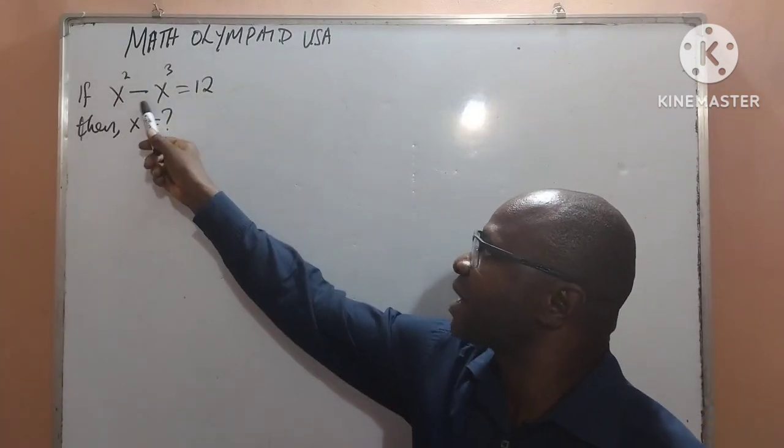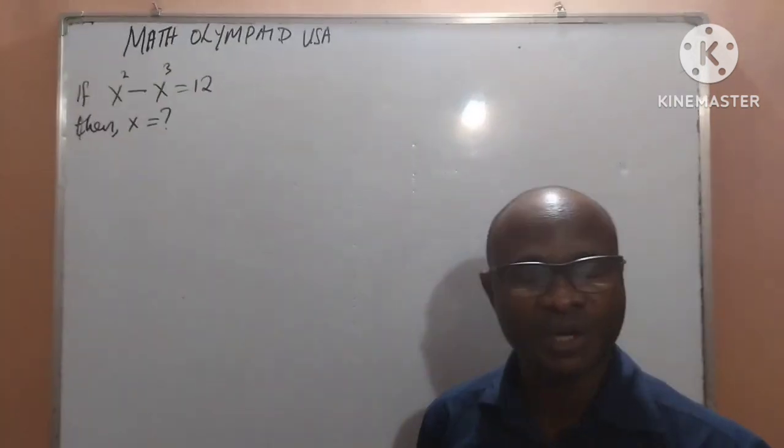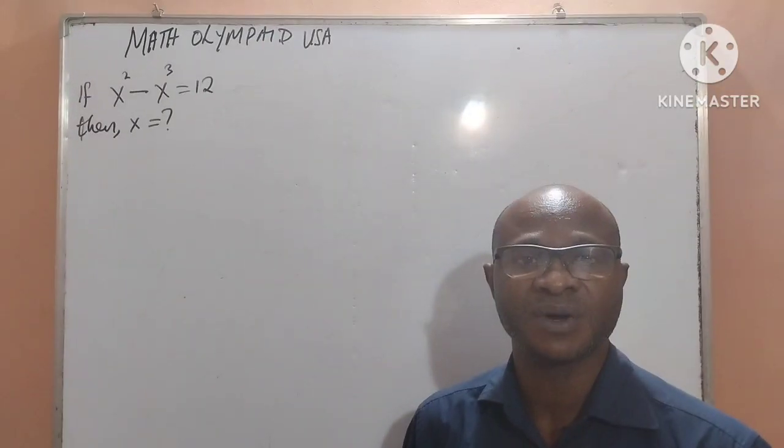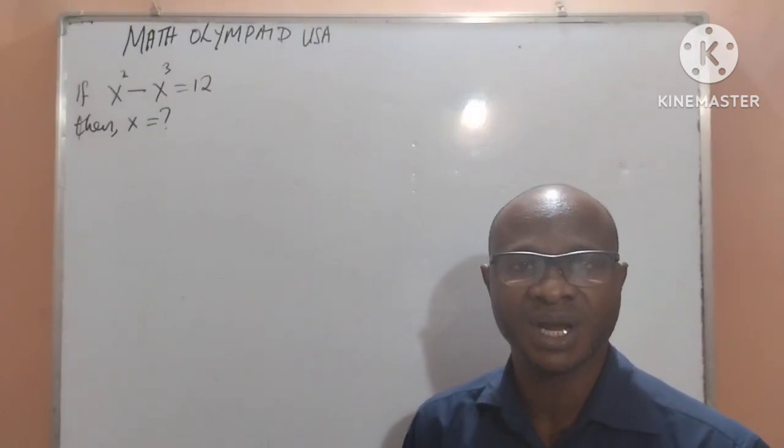If x raised to the power 2 minus x raised to the power 3 is equal to 12, then what should be the value of x? I want you to follow me to the end.